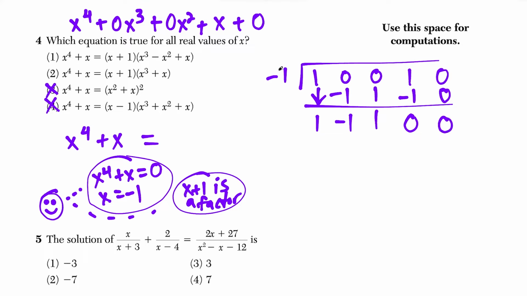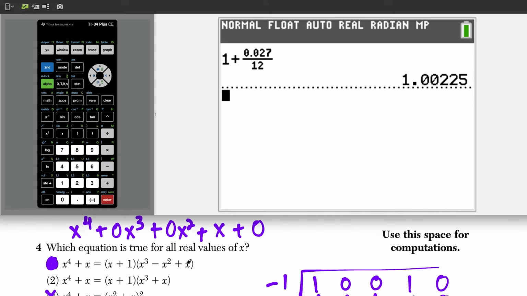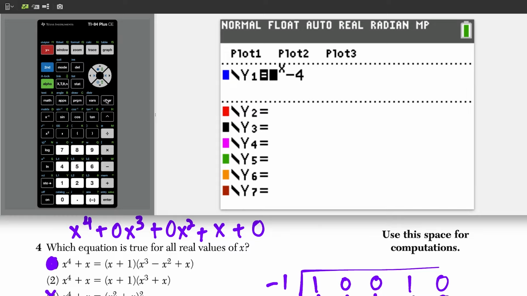We have no remainder. But now when we write this out, x to the 4th plus x, the factor is x plus 1, and these numbers tell us the coefficients of the leftover term, the term that's going to divide into x to the 4th plus x. Since we started with x to the 4th, we're bumping down to x to the 3rd. So we have x to the 3rd minus 1x squared plus 1x, and I could say plus 0 at the end, or I could just stop here. So I'm looking for x to the 3rd minus x squared plus x, and this is going to match up with choice 1.